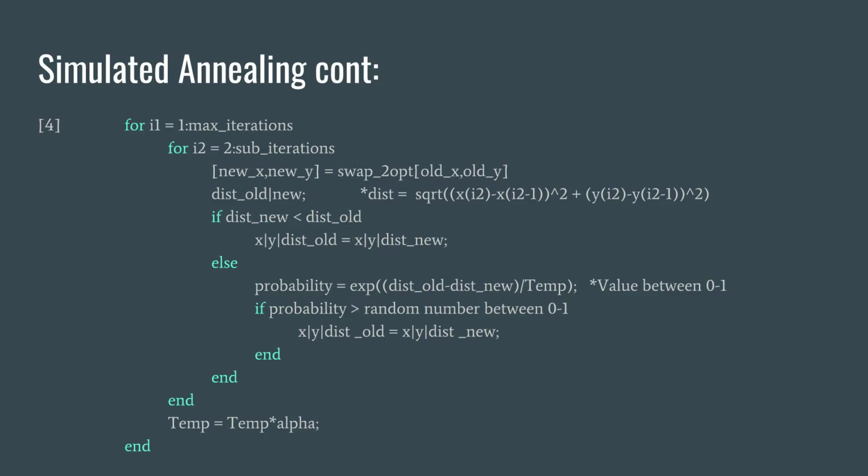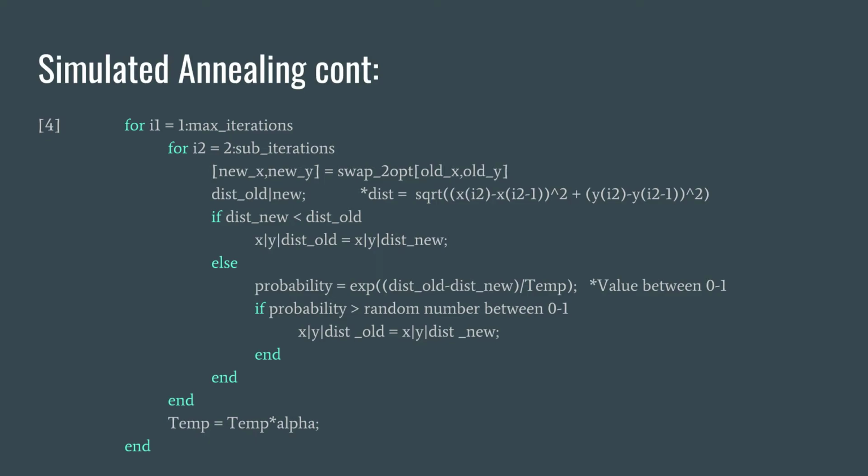We have the maximum number of iterations. Within that we have the maximum number of iterations at each temperature, the sub-iterations. What this does is it performs a 2-op swap of the old route compared to the new route, and then it calculates the distance, or the cost function, which in this case is the distance. So if the distance of the new route is less than the old route, then it sets the distance old equal to distance new, and it reruns for that iteration.